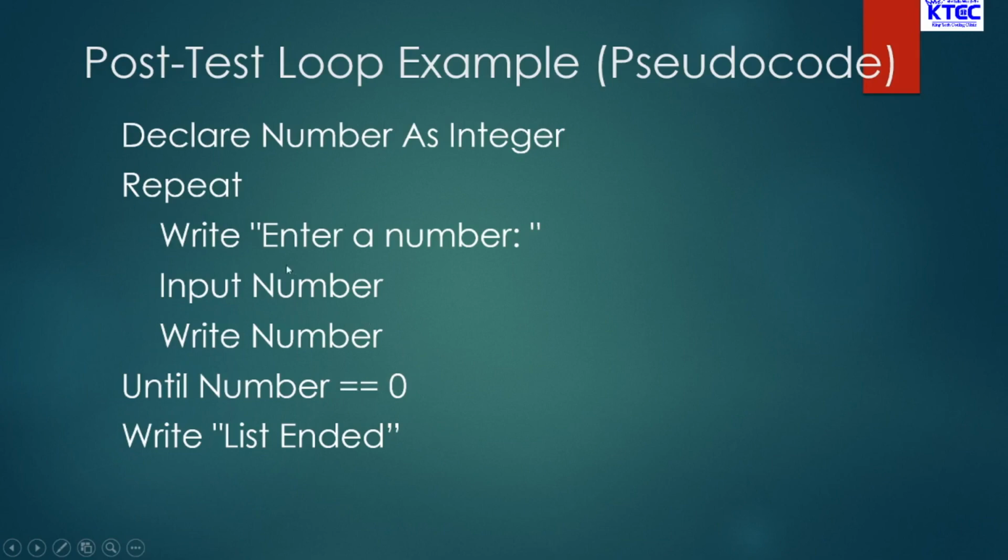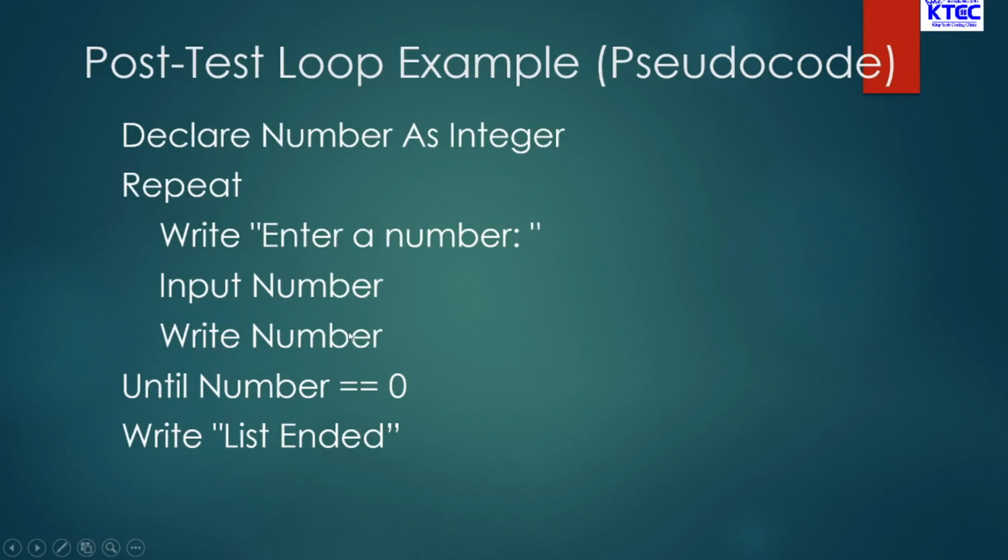Then it will check. Maybe the first time you enter a number which is 1, so it will write this number down, 1. Then it will check. Is 1 equal to 0? If it is no, enter another number again. You keep entering until the number you enter is equal to 0. That is when it will say list ended. It will display this list ended for you. So that is that. So basically, this is a typical example of a post test loop example. This is written in pseudocode.